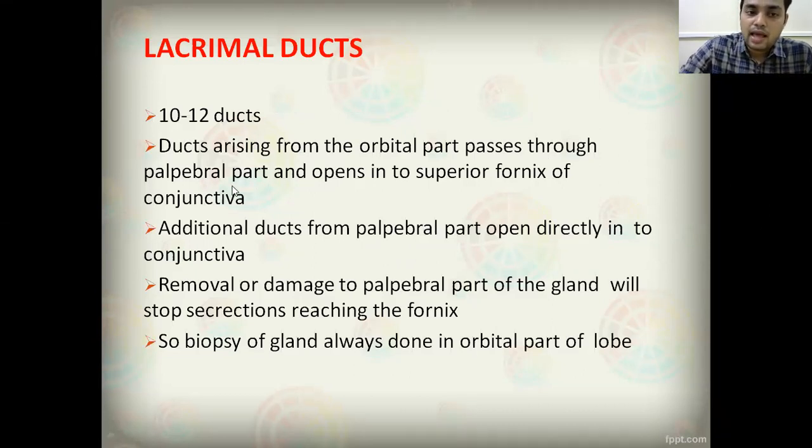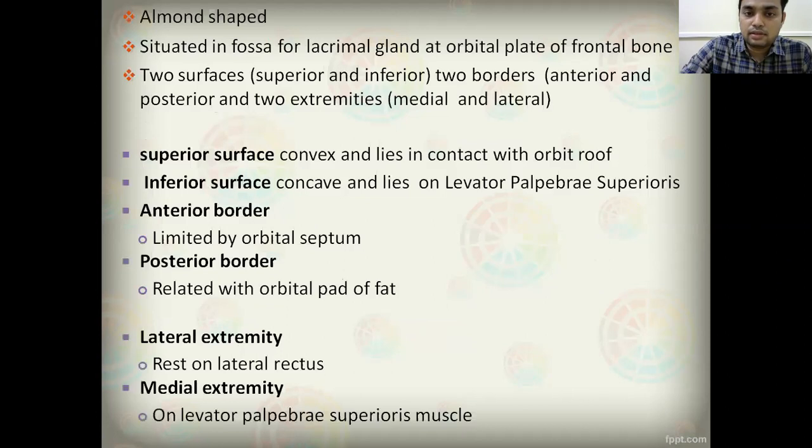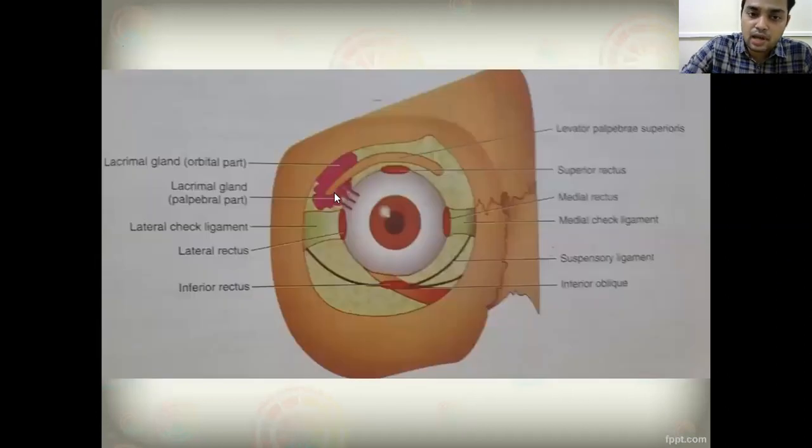As the ducts travel along the course of the palpebral part, removal or damage to the palpebral part of the gland will stop secretions reaching the fornix. So what happens, as you see now, these ducts travel along the course of the palpebral part. If you want to take a biopsy of the lacrimal gland and you remove this palpebral part, these ducts will also get damaged, so that the secretions from the orbital part of the lacrimal gland will not reach the superior fornix.